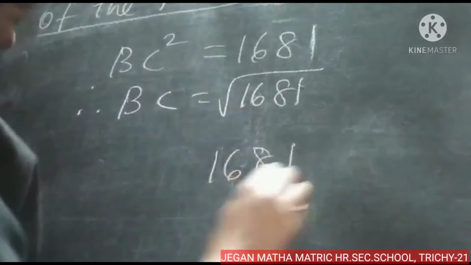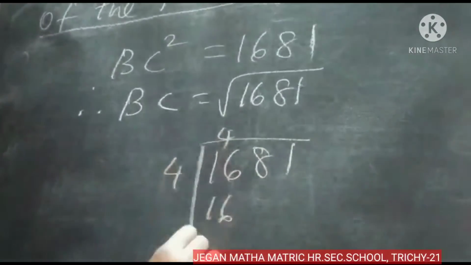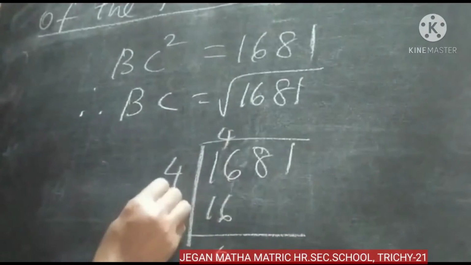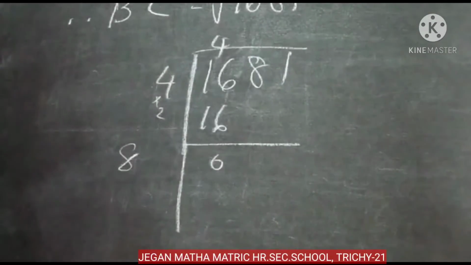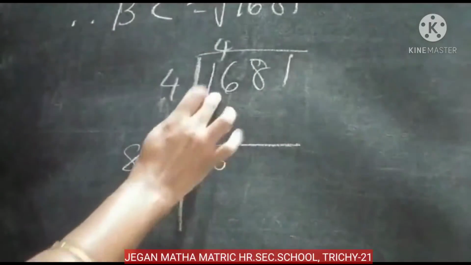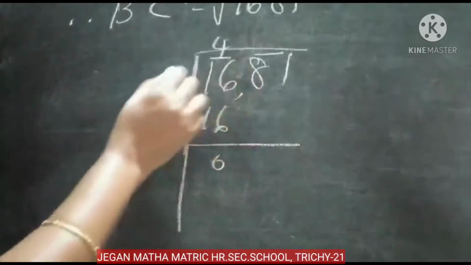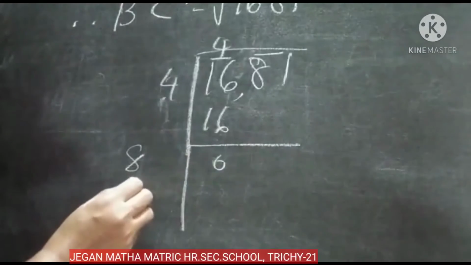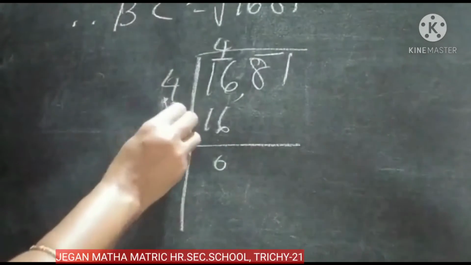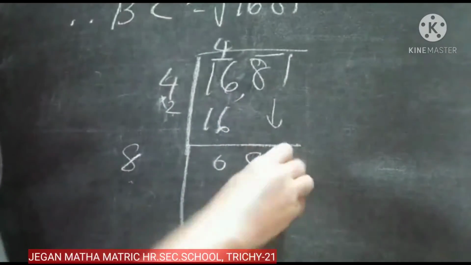I will take it now. As usual, 4 fours are 16. Here 0. Now you multiply by 2 and you will get another divisor, 8. Listen carefully: 16 and 81. You can join these. So first take the 16 only. 4 fours are 16, here 0. Now you have to find out another divisor: 4 multiplied by 2 is 8. So 8, then the number brought down is 81.